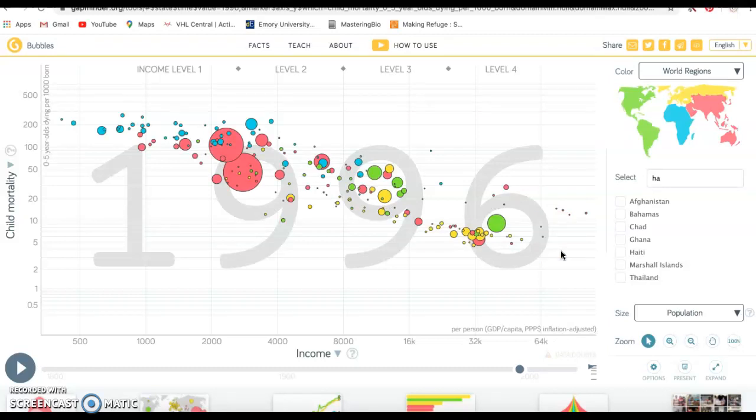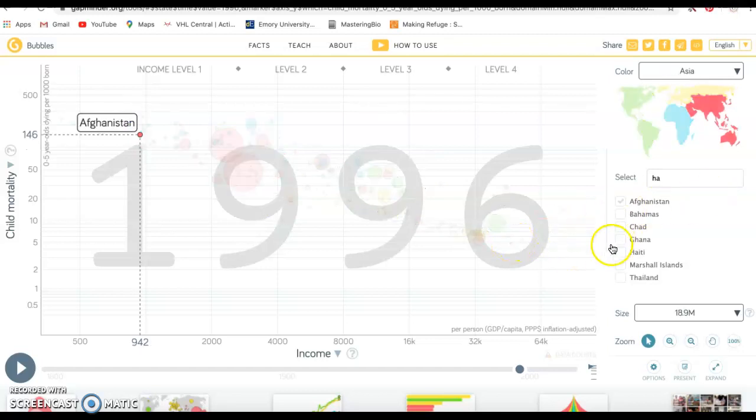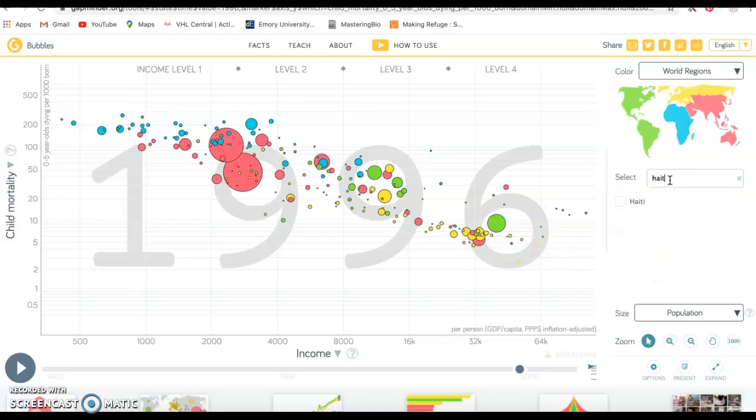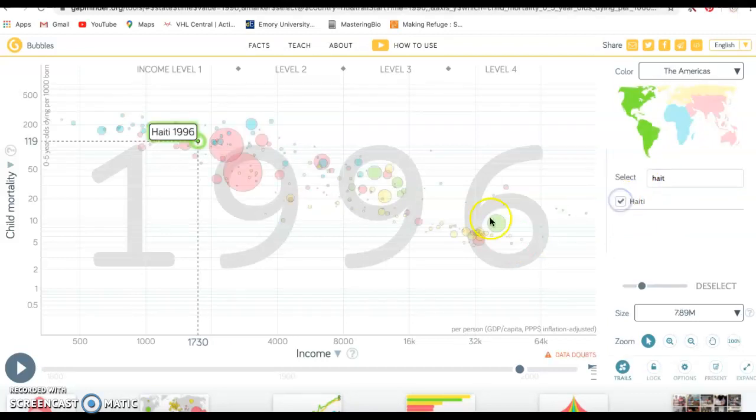Some of the countries also experience moments in which they jump up in child mortality rate due to war and famine, such as Haiti, which I'm going to find and show you, jumps up in about 2010.